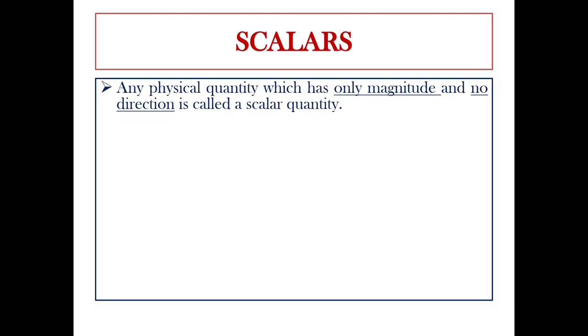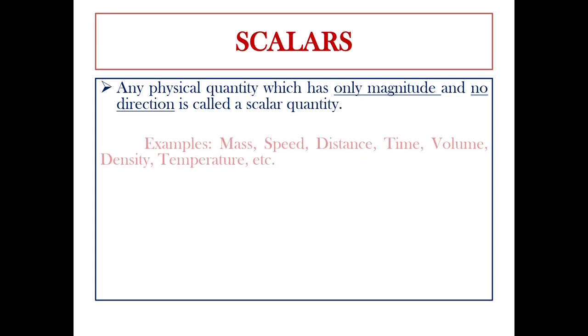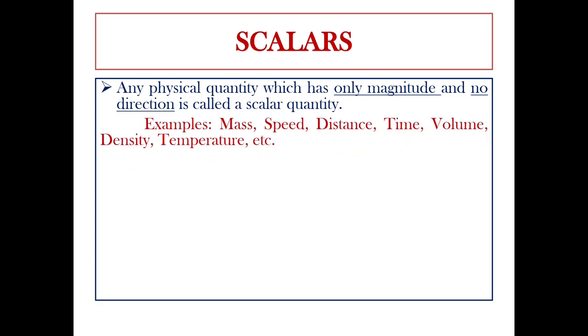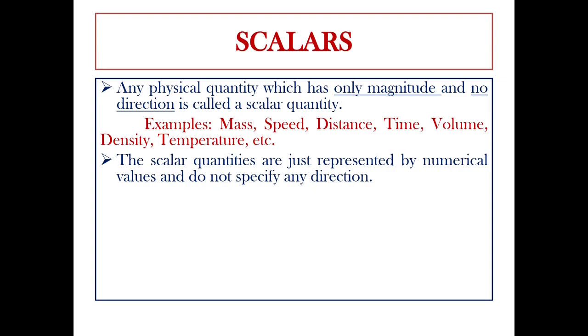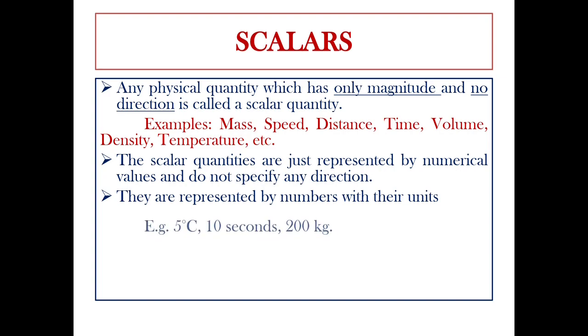Any physical quantity which has only magnitude and no direction is called a scalar quantity. Examples: mass, speed, distance, time, volume, density, temperature are some of the scalar quantities. These scalar quantities are just represented by their numerical values, and these quantities do not specify any direction. And they can be simply represented by numbers with their units.